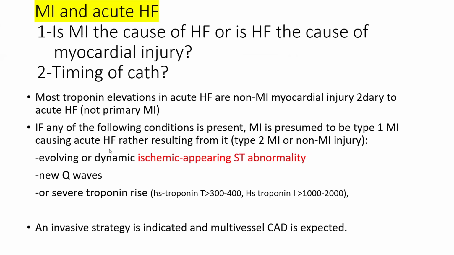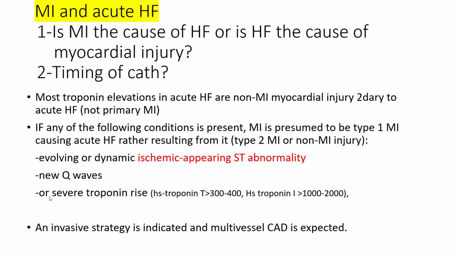If any of the following 3 conditions is present, then MI is presumed to be type 1 MI causing acute heart failure rather than resulting from it. And what are the 3 conditions that tell you have type 1 MI causing heart failure? 1, it's evolving or dynamic ischemic appearing ST abnormality. They can be transient, but you need to have ischemic ST abnormality.